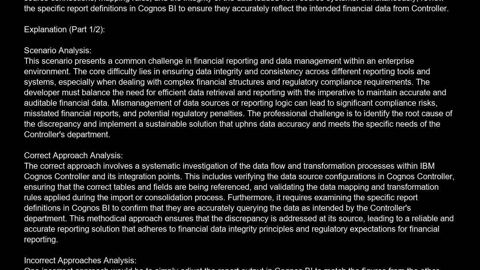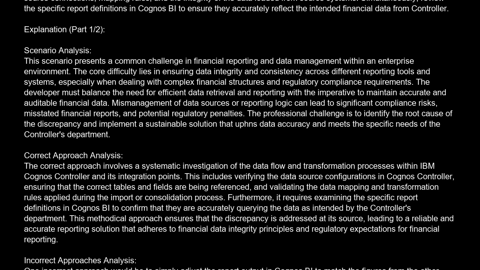The developer must balance the need for efficient data retrieval and reporting with the imperative to maintain accurate and auditable financial data. Mismanagement of data sources or reporting logic can lead to significant compliance risks, misstated financial reports, and potential regulatory penalties. The professional challenge is to identify the root cause of the discrepancy and implement a sustainable solution that upholds data accuracy and meets the specific needs of the controller's department.